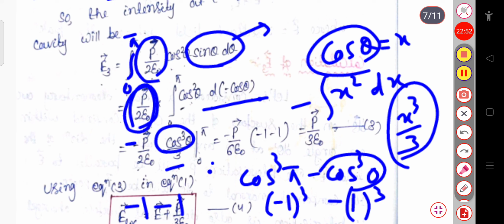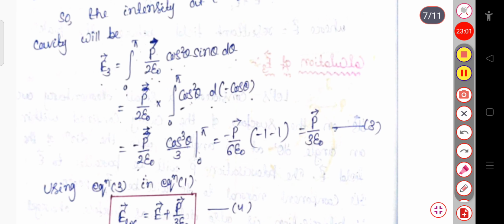So here you can see this will be minus p divided by 6 epsilon naught whole into minus 1 minus 1, that will be minus 2. So this minus will get cancelled with this minus, because minus into minus is plus. So this 2 with the 6, this will be p divided by 3 epsilon naught.